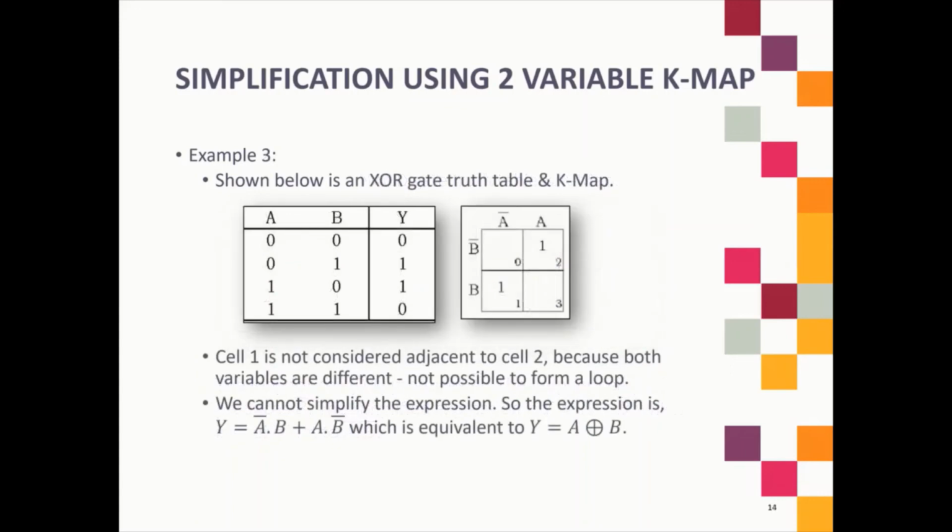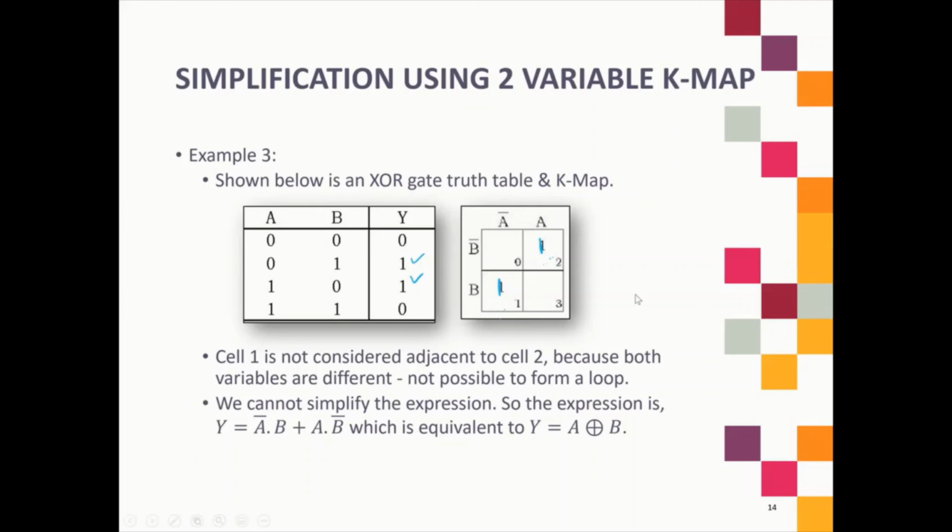So this is another example: simplification using 2 variable K-map. For this example, an XOR gate truth table. Based on this XOR gate truth table, you only have 2 values of 1. And then you map to your K-map. When you map to your K-map, this is the position of your output. These 2 cells are not considered adjacent cells, so you cannot loop between these 2 cells.